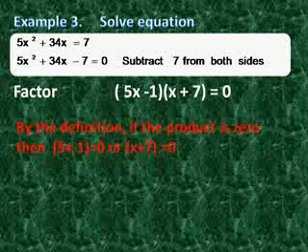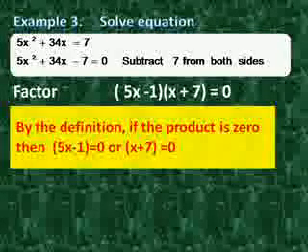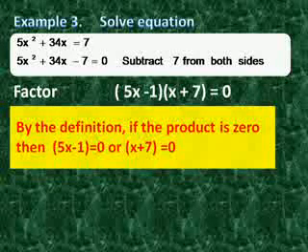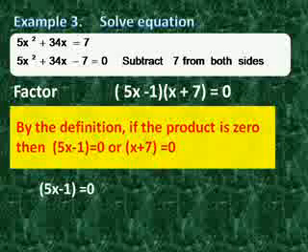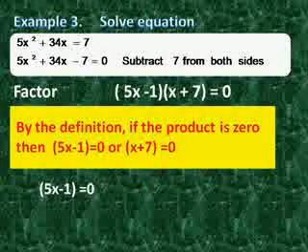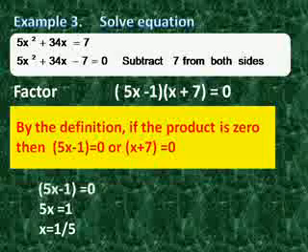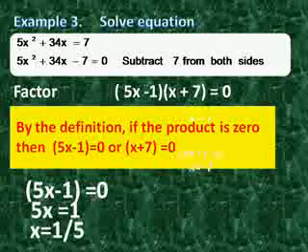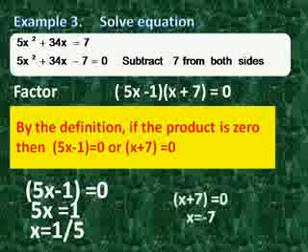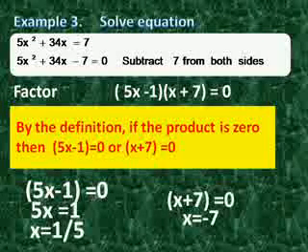So by the definition, if the product is 0, then 5x minus 1 is 0, or x plus 7 is 0. To solve 5x minus 1 equals 0, add 1 to each side, then divide by 5. x is 1/5. If x plus 7 is 0, then x is negative 7.